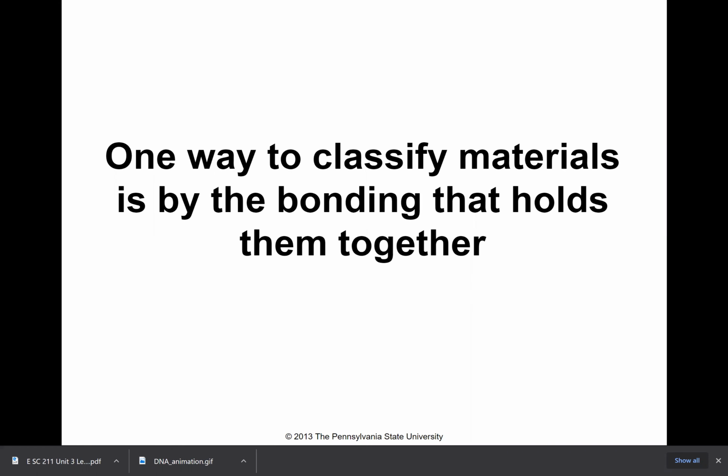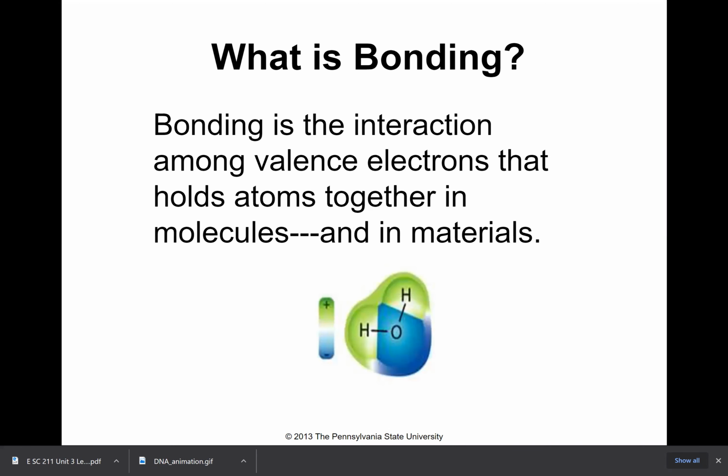So one way to classify materials is by bonding, and that's what holds the materials together. What is bonding? It's the interaction among valence electrons that holds atoms together in molecules and in materials. So if you missed the valence electron information, go back to lecture 1 and it talks about valence electrons.